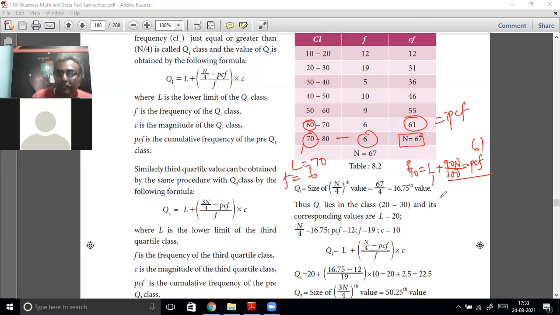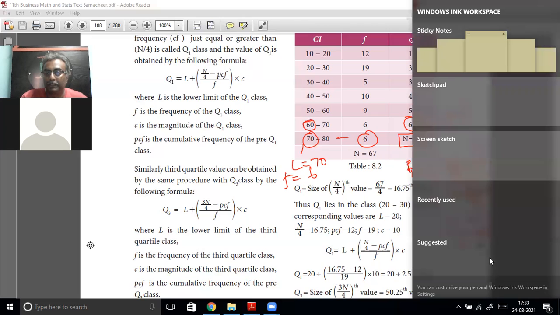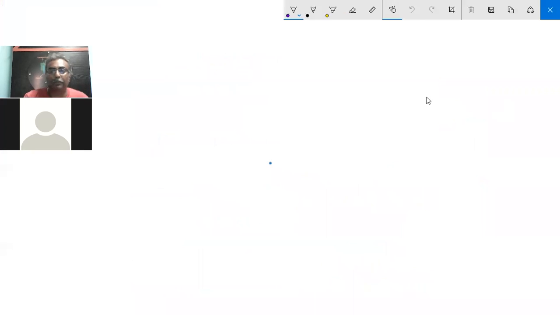So that is equal to L, 70, plus 90 by 100 into 67 minus PCF, which is 61. This whole divided by the frequency, 6, multiplied by class value 10. I'll put this value in, let us see. If I put it here, you will understand better.